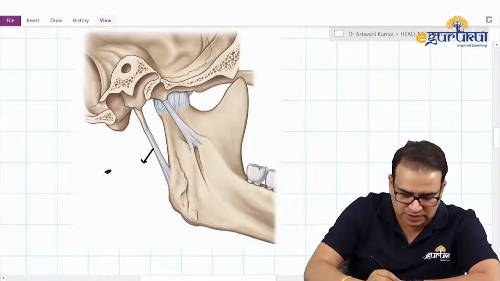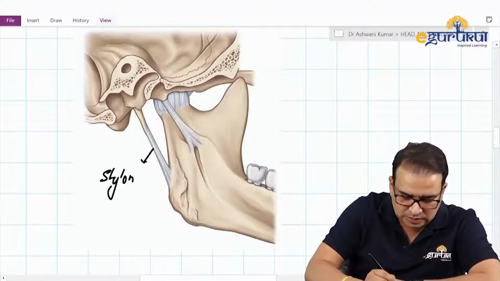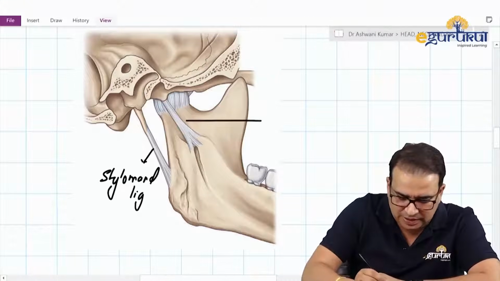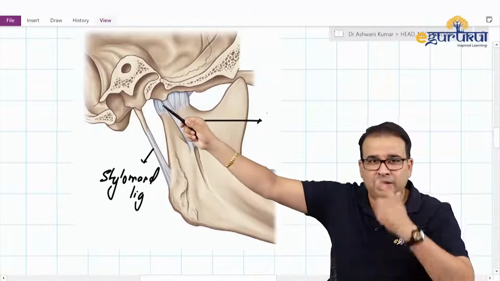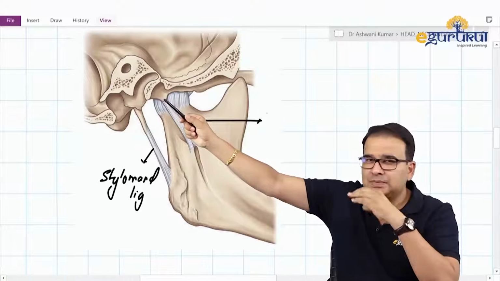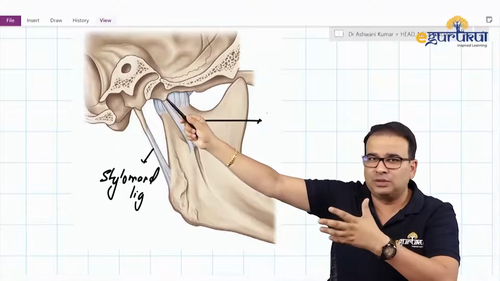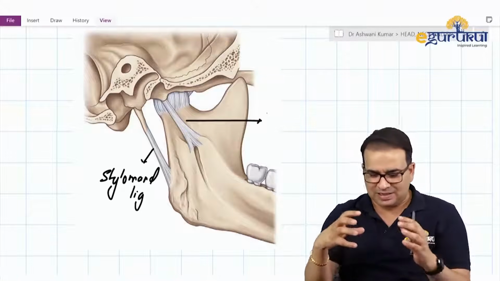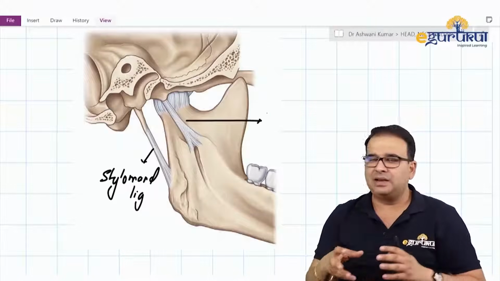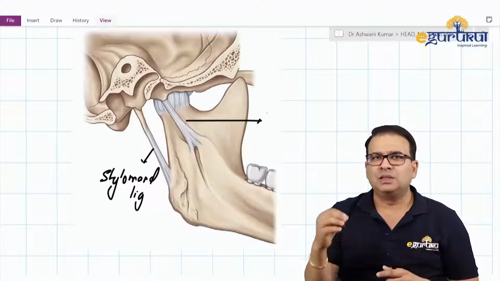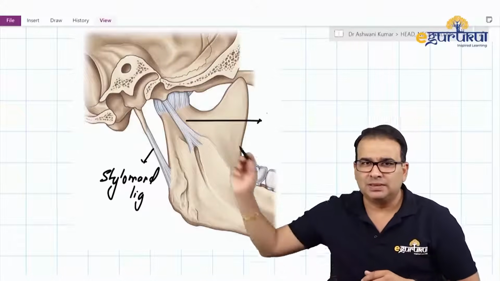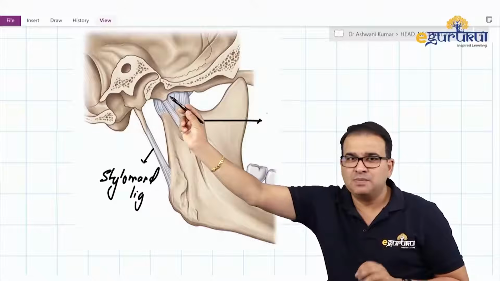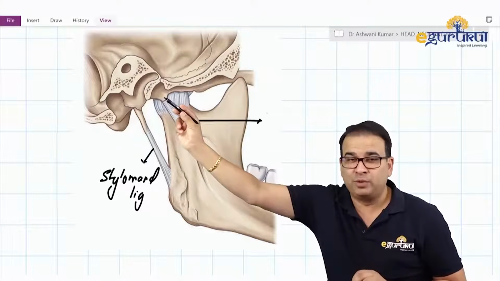So this, of course, is the stylomandibular ligament. Whereas the ligament here is coming from the spine of sphenoid. See, the spine of sphenoid is the most posterior part of the sphenoid bone. When you look at the base of the skull, it's not easy to identify where exactly the sphenoid bone is ending and the occipital bone is starting. So these are some landmarks that one should know. The spine of sphenoid is the most posterior part of the sphenoid bone.